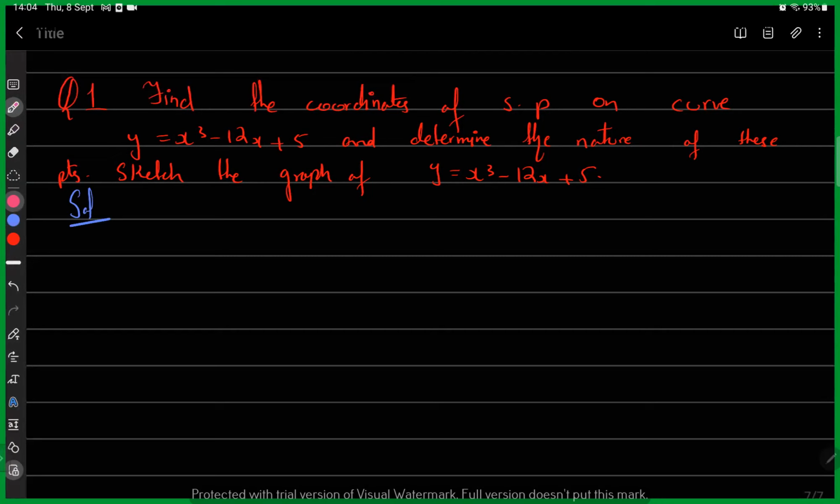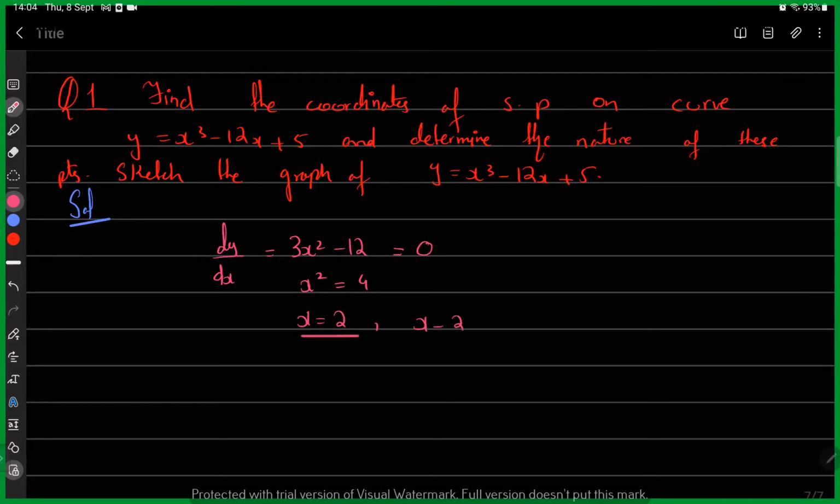Okay, the very first part says you need to find the coordinates of the stationary point, so that implies I need to find the derivative, 3x squared minus 12, and I need to equate the derivative to 0, and this is going to give me x squared equals 4, and this is going to give you x equals 2 and x equals negative 2.